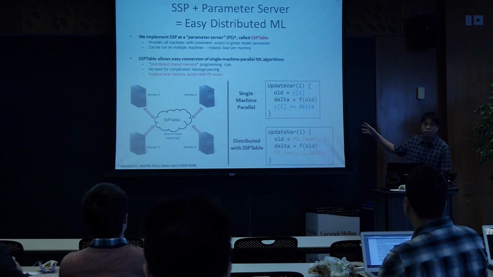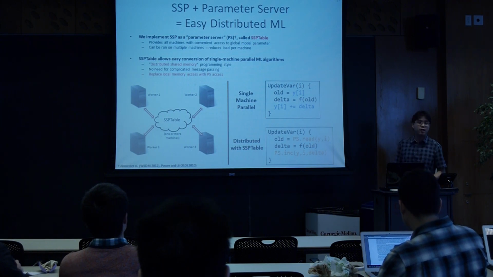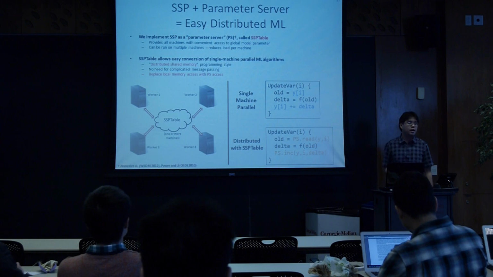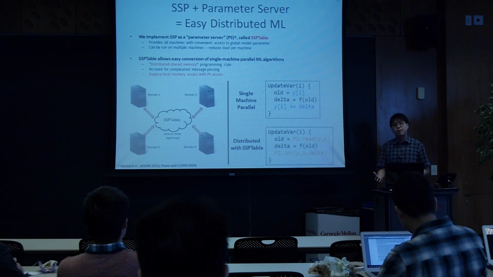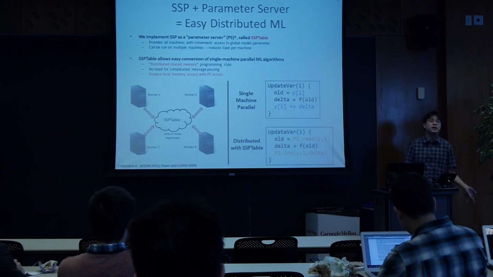If you look at the example on the right side, if you were to write a single machine parallel algorithm, you've got some update on some variable I. Normally, you would read the old value from an array, compute some update delta as a function of that value, and then add that update delta to the variable, and that's one iteration on that variable. If you were using a parameter server or key value store abstraction, you get something that's called distributed shared memory. You don't think of it as message passing or remote procedure calls. You don't think of it as sending mail, basically. You just think of it as writing to a table that's in the cloud, for lack of a better analogy.